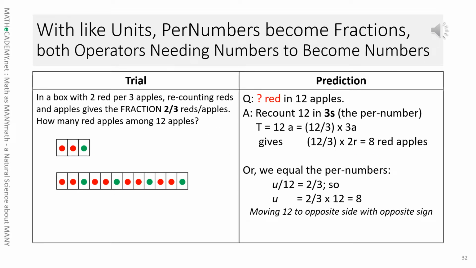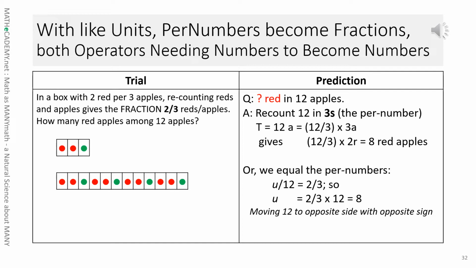With like units, pair numbers become fractions, both operators needing numbers to become numbers. In a box with 2 red per 3 apples, recounting reds and apples gives the fraction 2 per 3, reds per apples. How many red apples are there among 12 apples? To predict the result, we recount 12 apples in the pair number, 3 apples. T equals 12 apples, equals 12 over 3 times 3 apples. Which gives 12 over 3 times 2 red, equals 8 red apples.